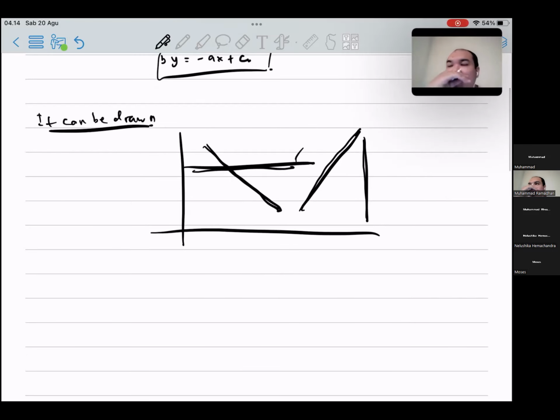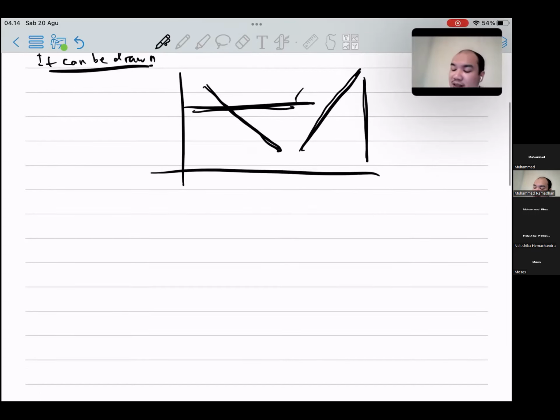Okay, in linear equations there are two important basic concepts. Suppose there is a linear equation like y equal to ax plus b. a is called the slope, and b is called the intercept.